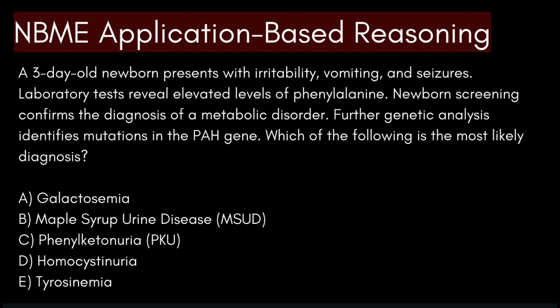Moving on, we're going to start doing some questions now. We have a 3-day-old newborn who presents with irritability, vomiting, and seizures. Laboratory tests reveal elevated levels of phenylalanine. Newborn screening confirms the diagnosis of a metabolic disorder. Further genetic analysis identifies mutations in the PAH gene. Which of the following is the most likely diagnosis?